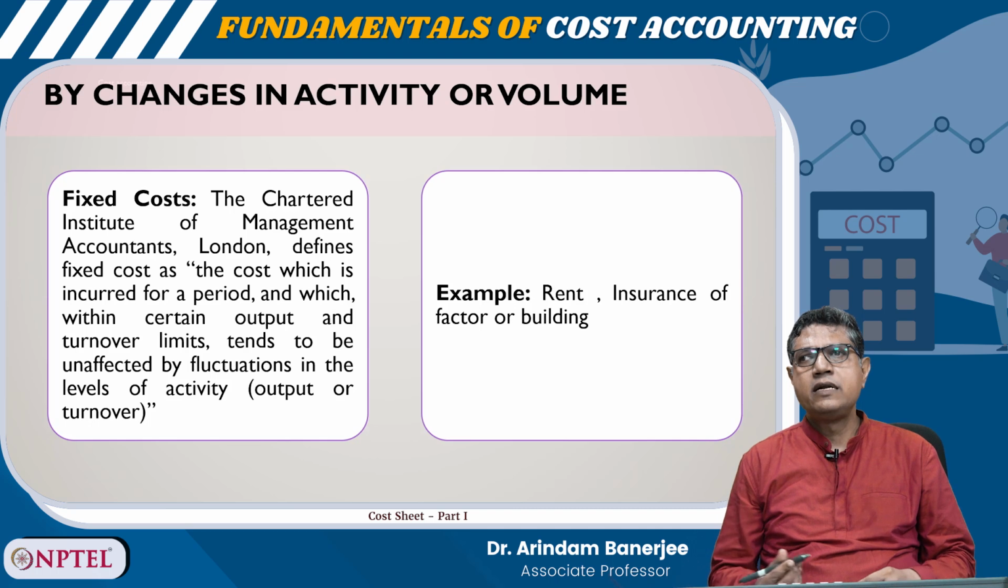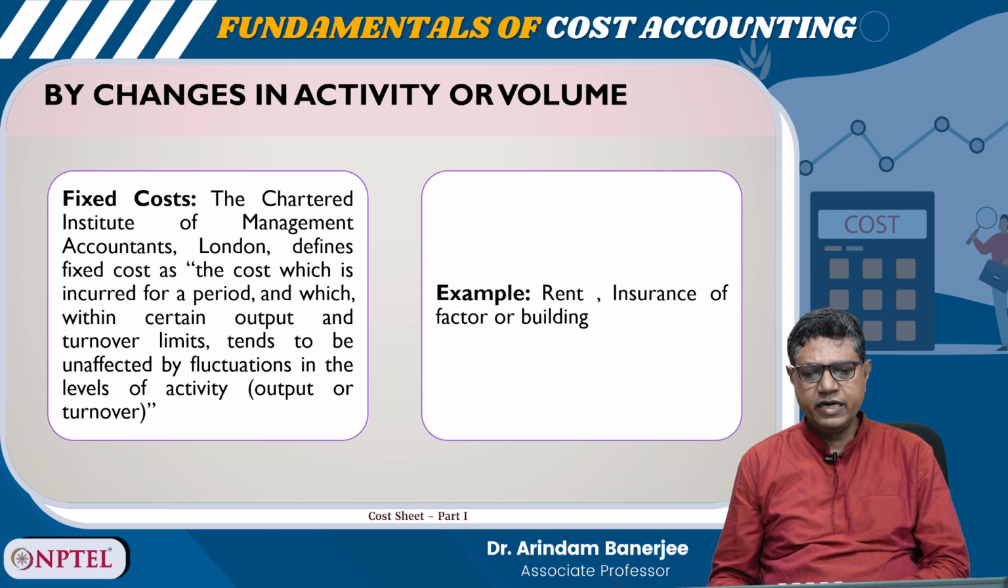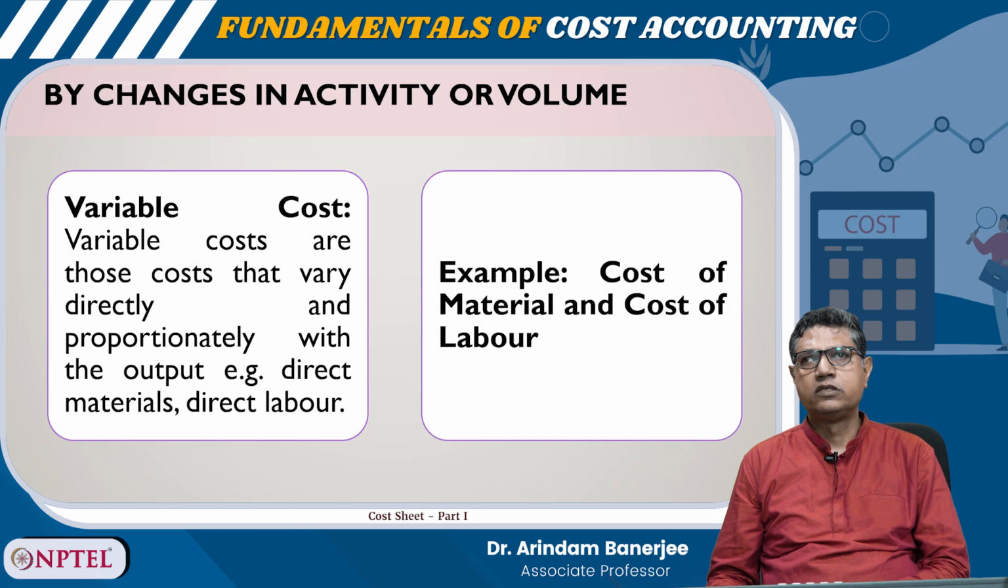Fixed cost, and by changes in activity or volume, we already said that there are two types of cost. One is fixed cost, another one is the variable cost. According to CIMA, London Chartered Institute of Management Accounting, the cost which is incurred for a period and which, within a certain output and turnover limits, tends to be unaffected by fluctuations in the level of activity. Like insurance of the building or the factory or rent, it is the fixed cost.